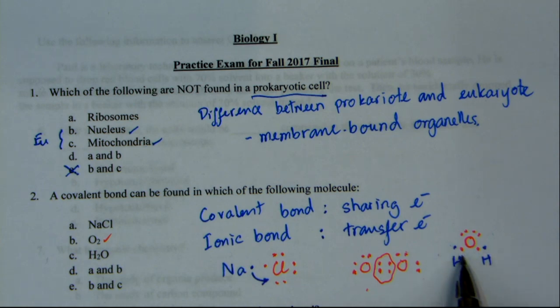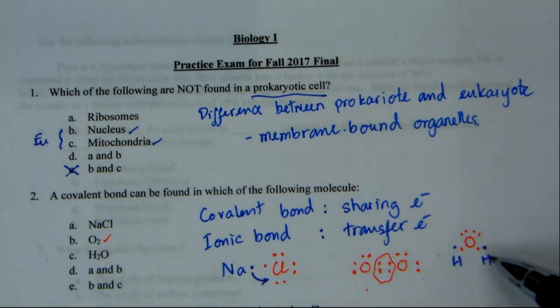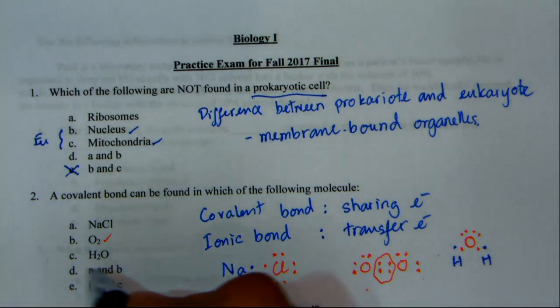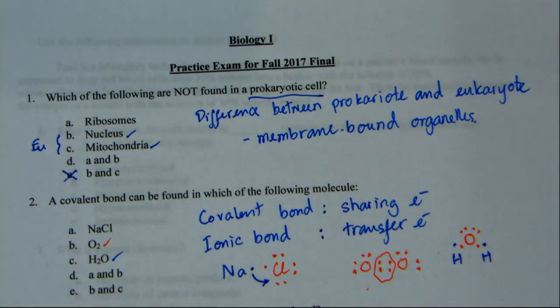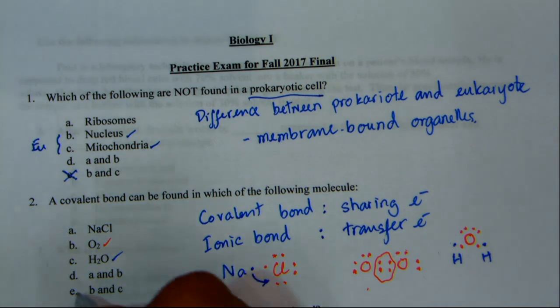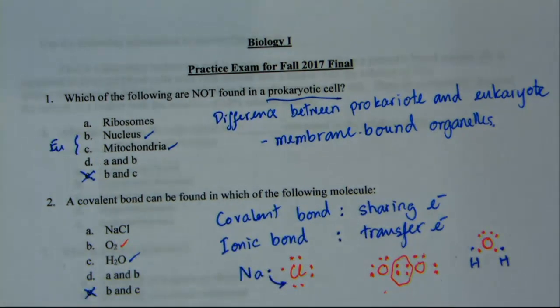With oxygen, 1, 2, 3, 4, 5, 6, 8. So 8 is the octet rule. Since hydrogen and oxygen are sharing electrons, it's covalent. So H2O also has covalent bonds. So the answer to this is E, just B and C.